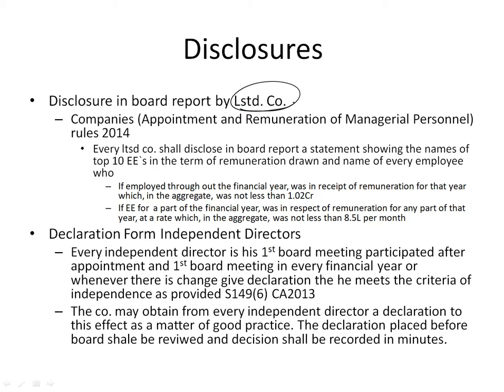In the board report, every listed company shall disclose a statement showing the names of the top 10 employees in terms of remuneration drawn, and the name of every employee who, if employed throughout the year, and it is not necessary that they were employed the whole year, was in receipt of remuneration for that year which was not less than 1 crore and 20 lakhs.